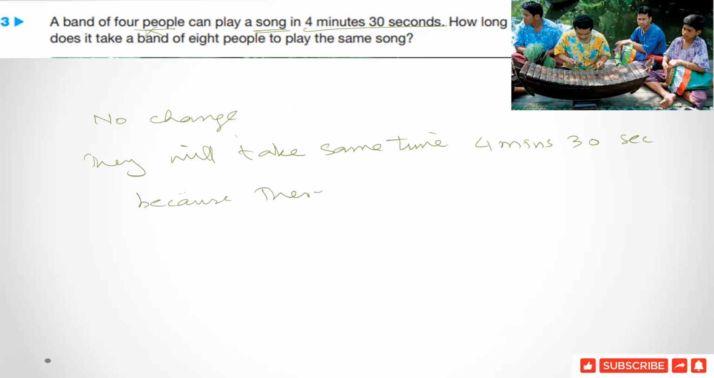And if they ask you the reason, you can write down, because there is no proportion between the number of people and the time taken by singers. Okay, that's it.